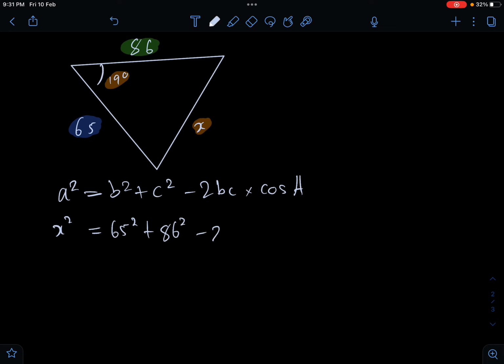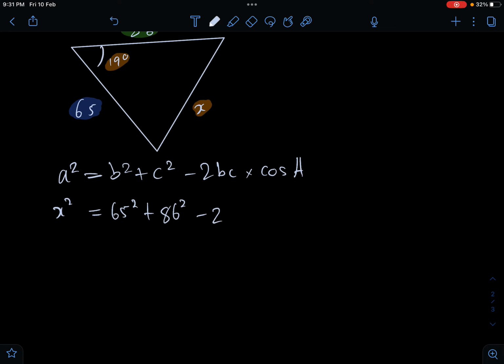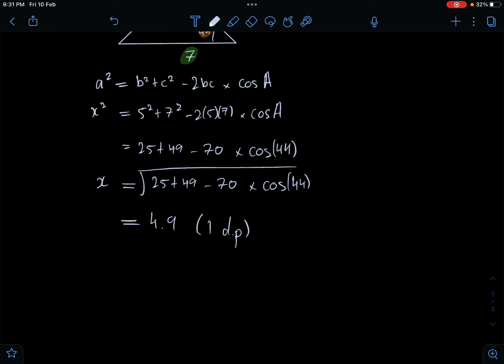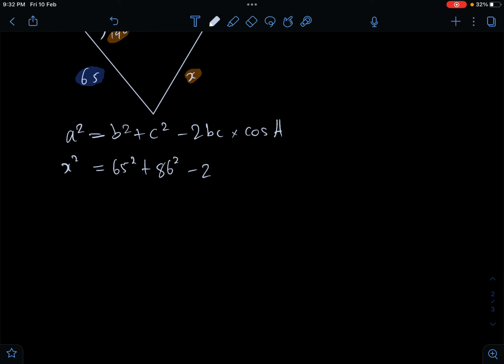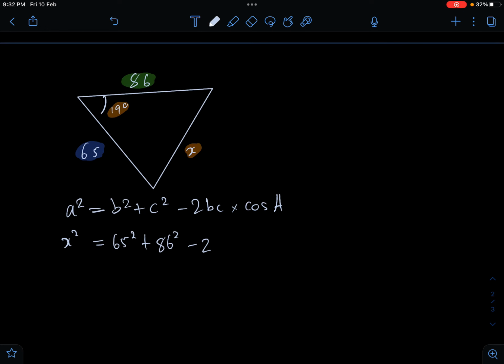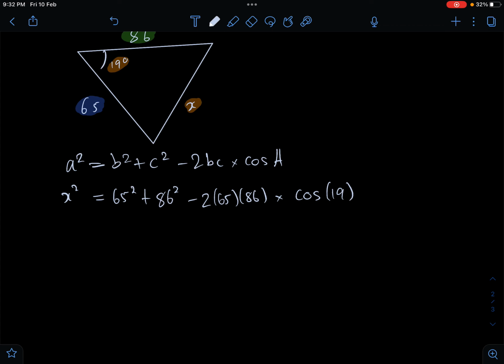And one thing to note is that this is obviously going to be a full calculator question. Up here I did a step in my head, this step over here, but these are much bigger numbers. It would be a waste of time doing it in your head, so just plug it straight in after subbing it in. Your b and c, 65, 86 times cosine 19, and you plug it into your calculator.